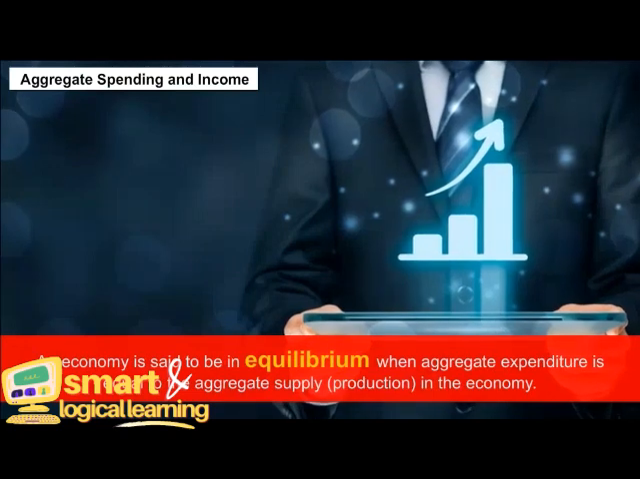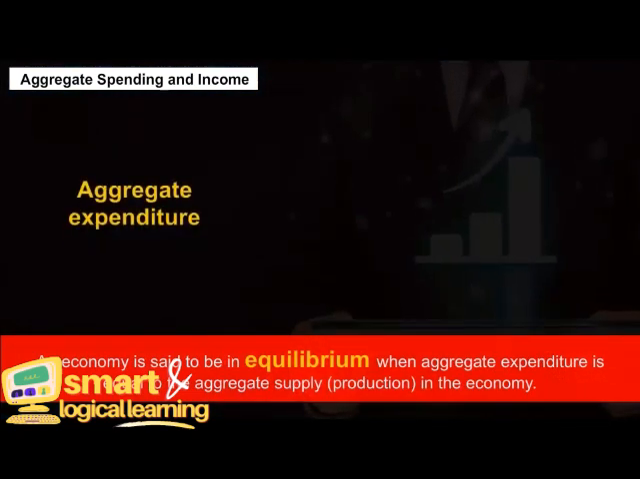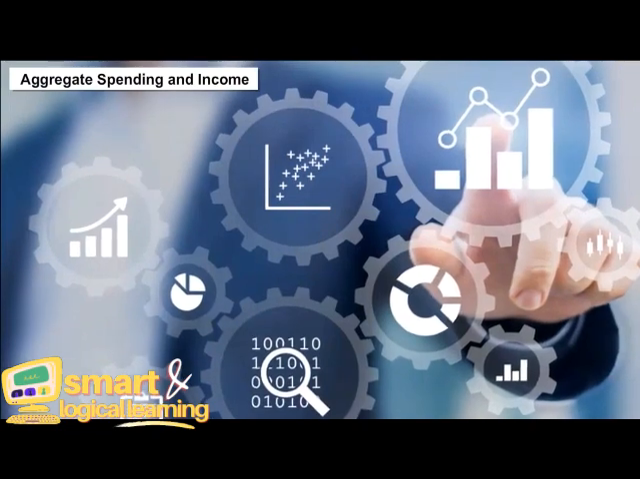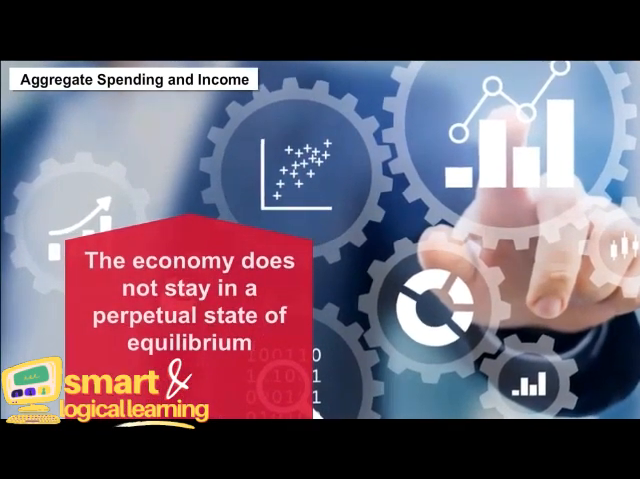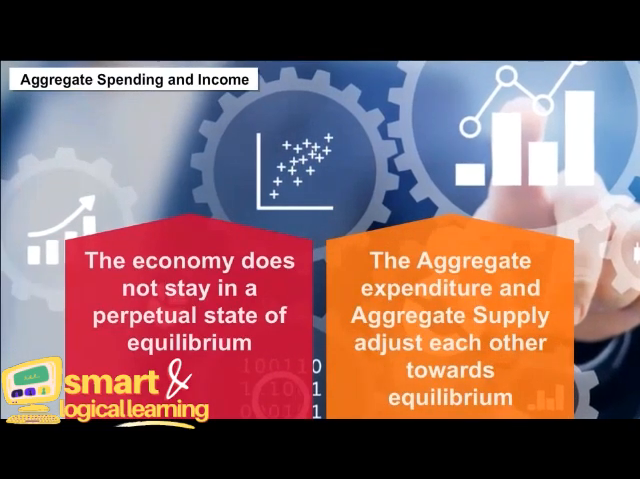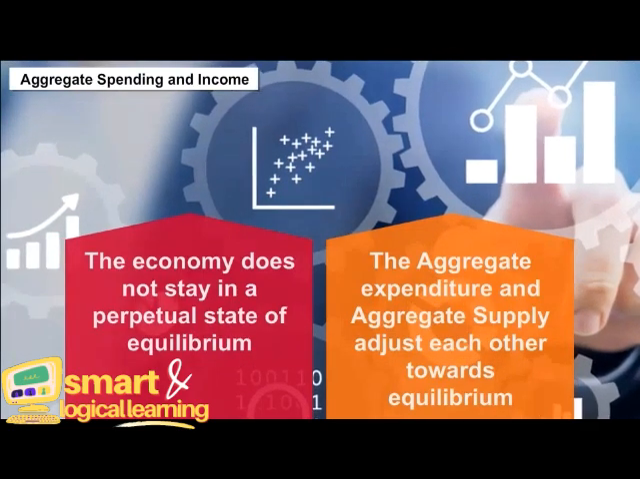An economy is said to be in equilibrium when aggregate expenditure is equal to the aggregate supply, the production in the economy. According to Keynes, the economy does not stay in a perpetual state of equilibrium, but the aggregate expenditure and aggregate supply adjust each other towards equilibrium.